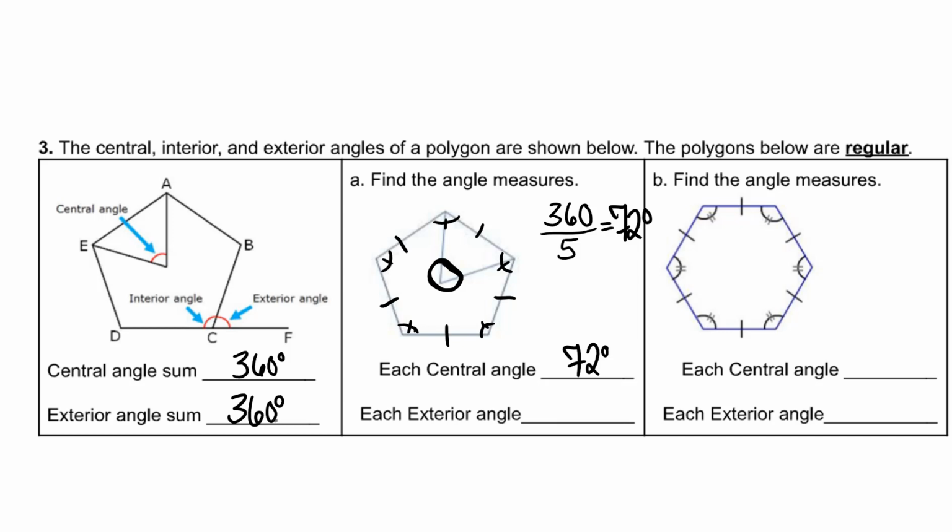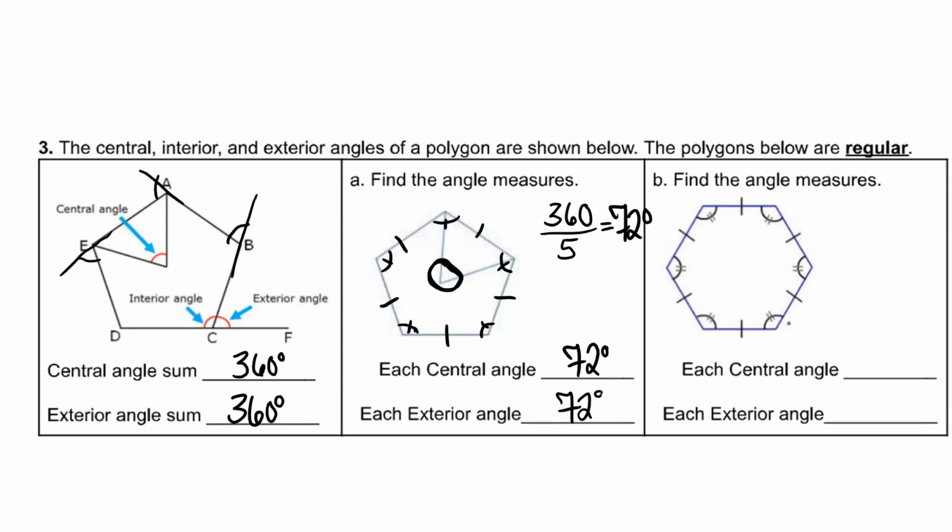The exterior angles also add up to 360 degrees. We still have a 5-sided polygon, a pentagon, so each exterior angle would be the 360 exterior angle sum divided by however many exterior angles you have. And the number of exterior angles is the same as the number of sides. The number of central angles is the same as the number of sides. So whatever we do, we take 360 and divide it by the number of sides.